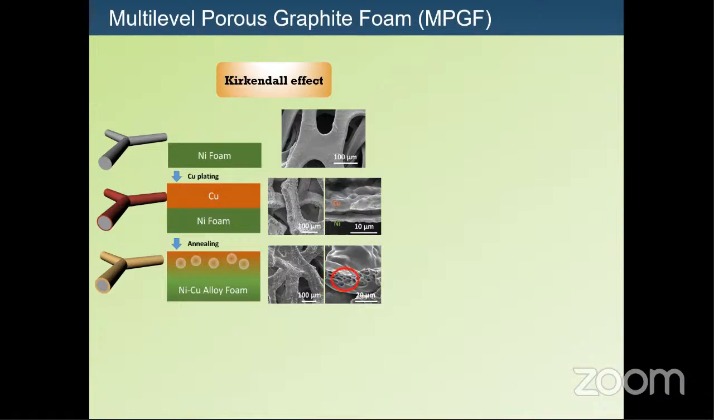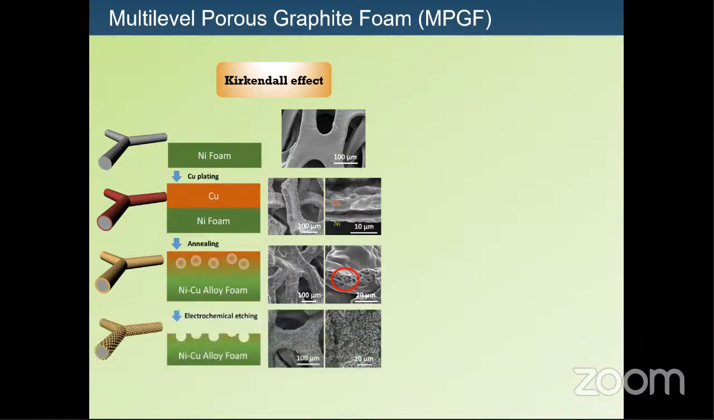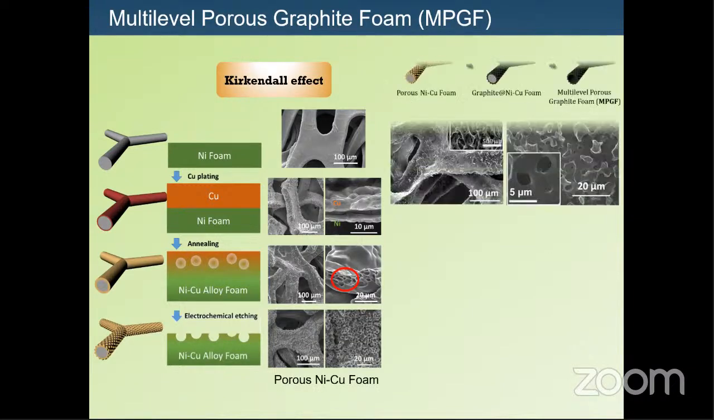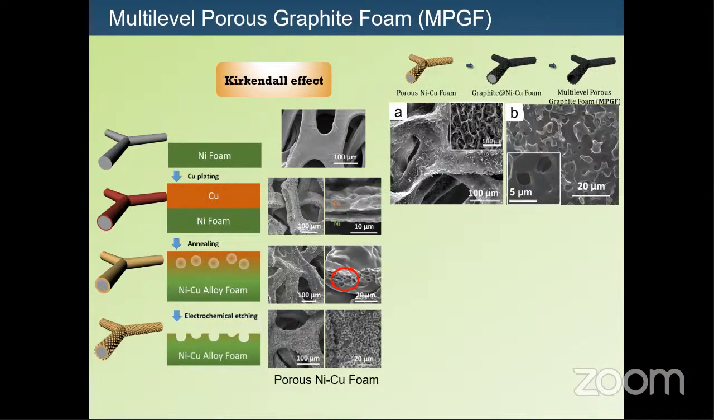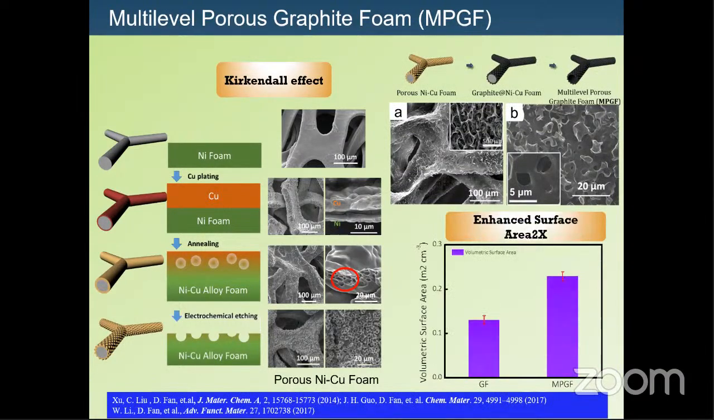The formation mechanism of such micropores is the so-called Kirkendall effect. Then, etching away the surface layer electrochemically, we expose large arrays of micropores on the struts of nickel foams. After employing the porous nickel-copper foams as CVD templates, we can readily obtain multi-level porous graphene foams with 2 times enhanced surface area.